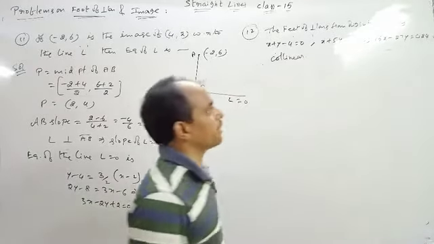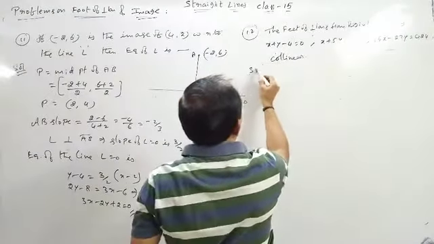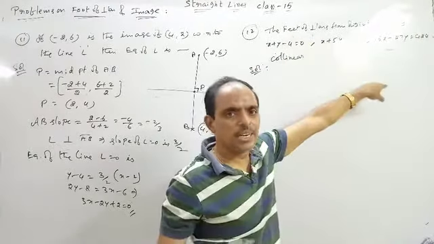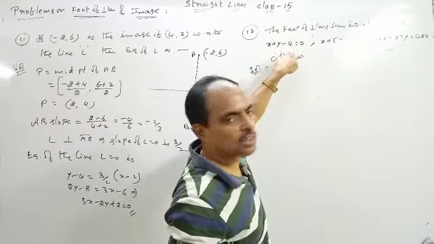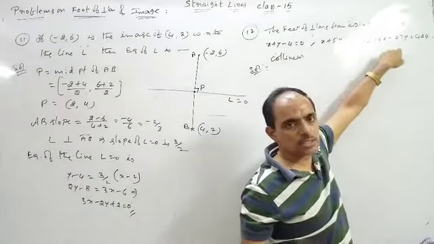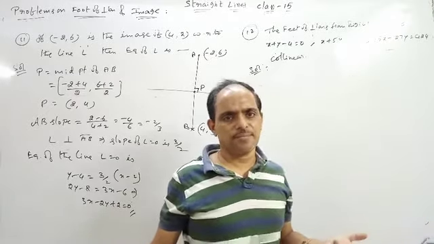The points are collinear. So first we have to find the foot of perpendicular. Read the question: the feet of perpendicular from origin to these three lines. So we have to find the foot of perpendicular for this line, for this line, and for this line. These 3 points are collinear. Collinear means they lie on the same line.